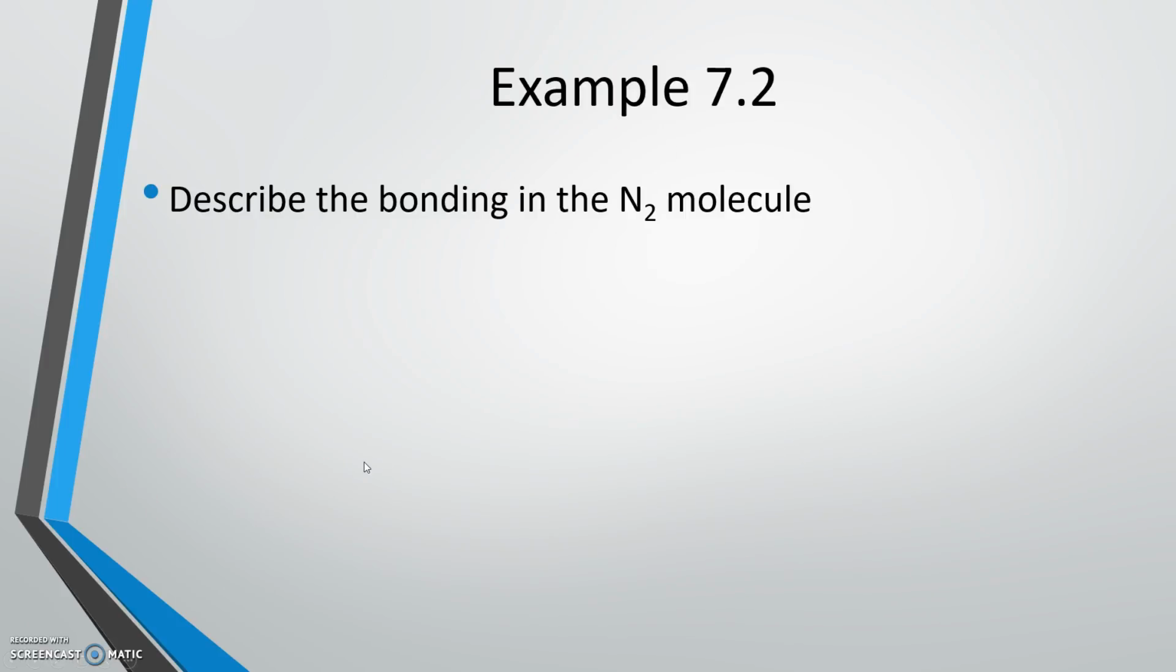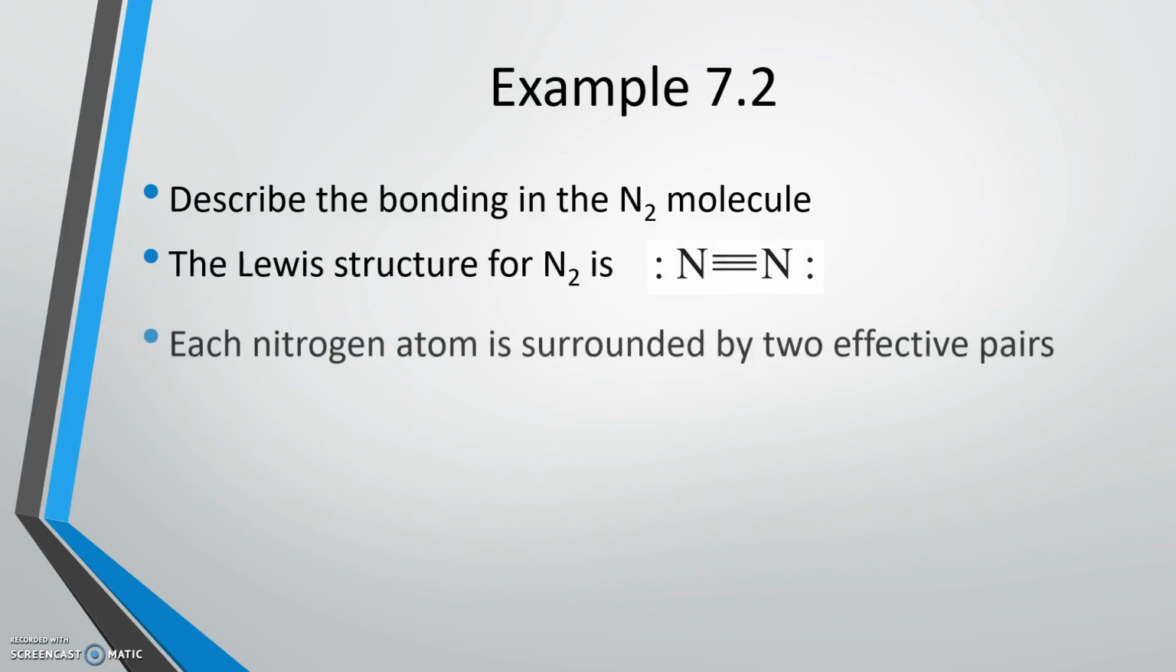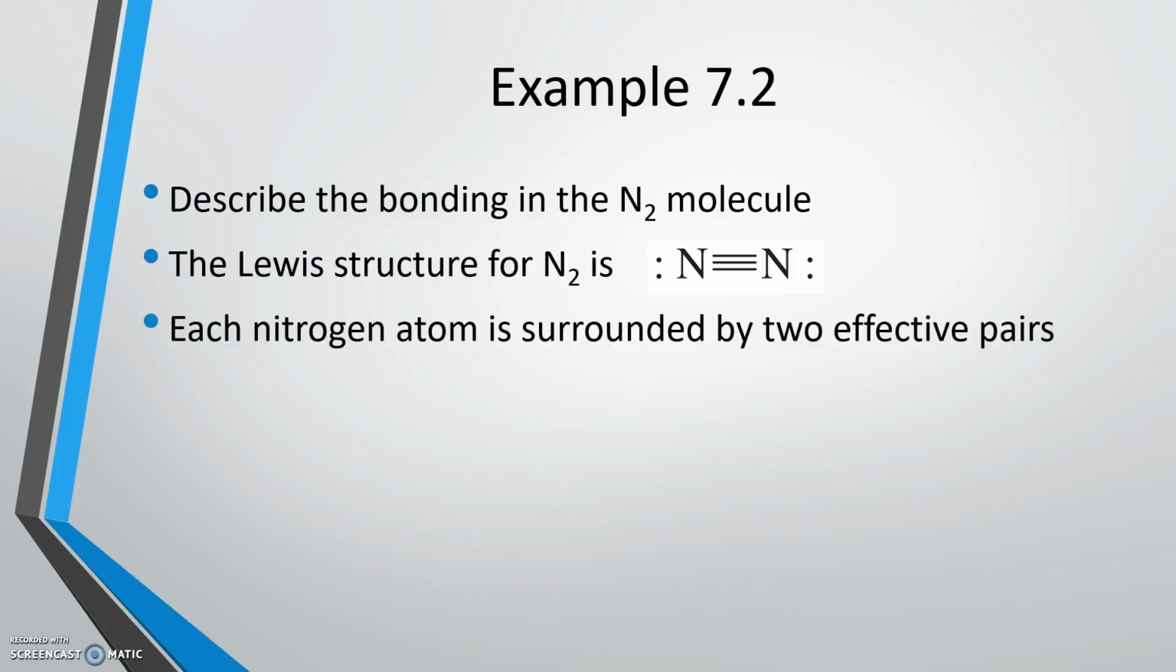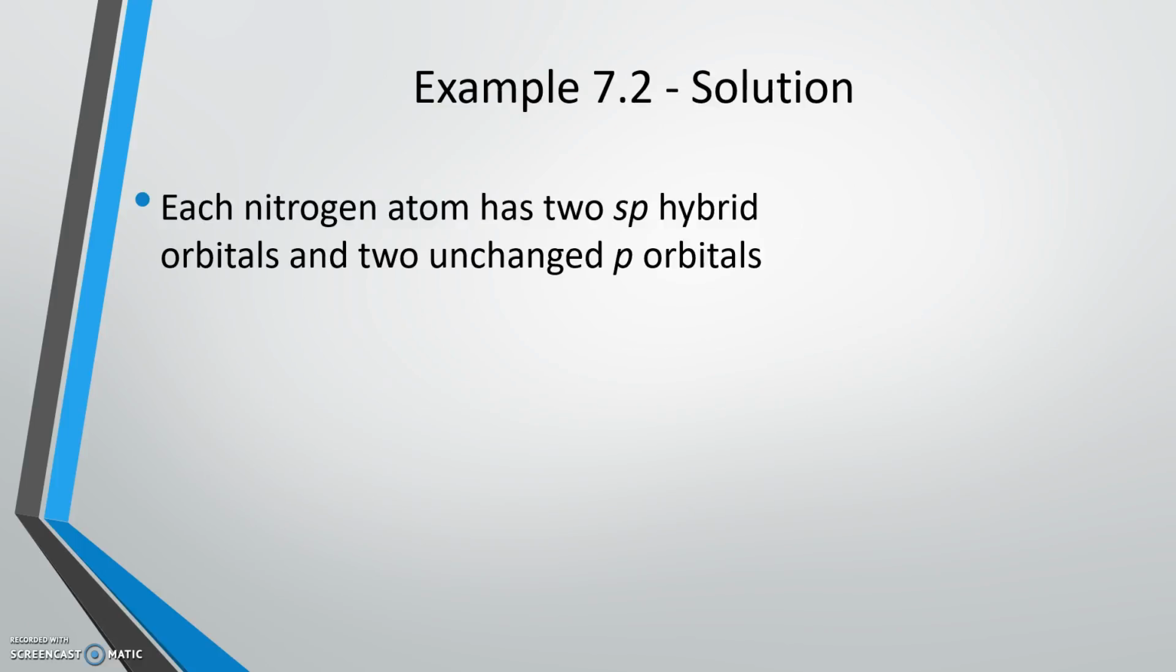Again, let's apply our new understanding to trying to describe the bonding in a nitrogen molecule. When we add up the electrons and draw the structure of nitrogen, it looks like this. Each nitrogen is surrounded by 2 effective electron regions, which is going to produce a linear arrangement requiring oppositely directed orbitals. So this molecule will again require the sp hybridization.